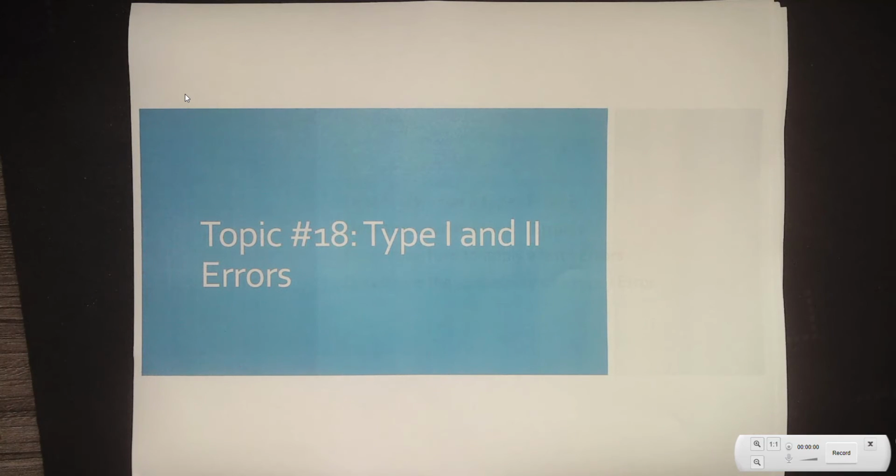Alright, topic number 18. I tell my students, do not overthink this, at least at our level. There are higher levels where you do a little bit more with this, but for us, it's really just statements of type 1 and type 2 errors. So basically, type 1 and type 2 errors are basically errors that could occur with the hypothesis test.